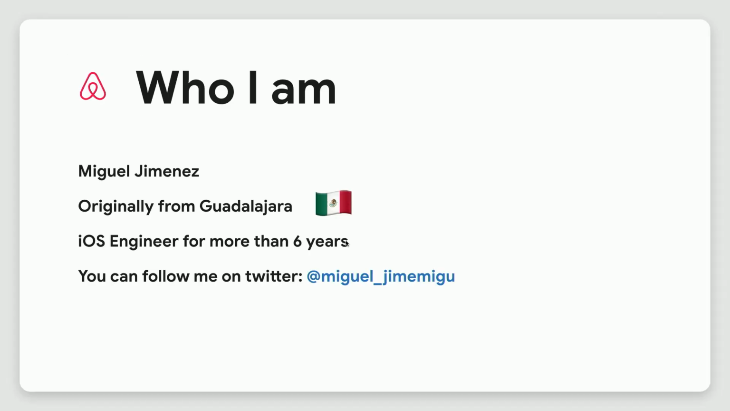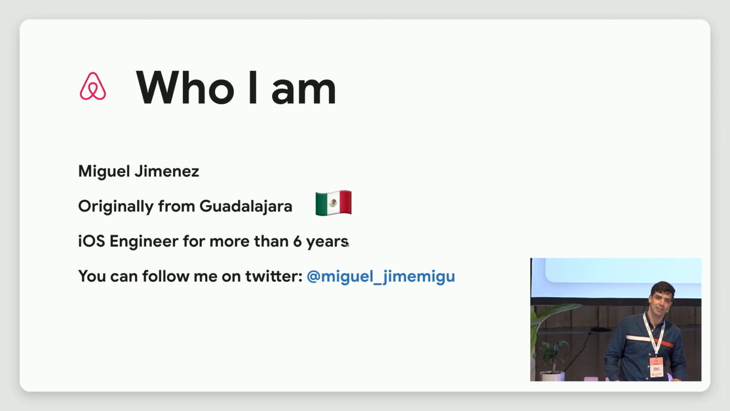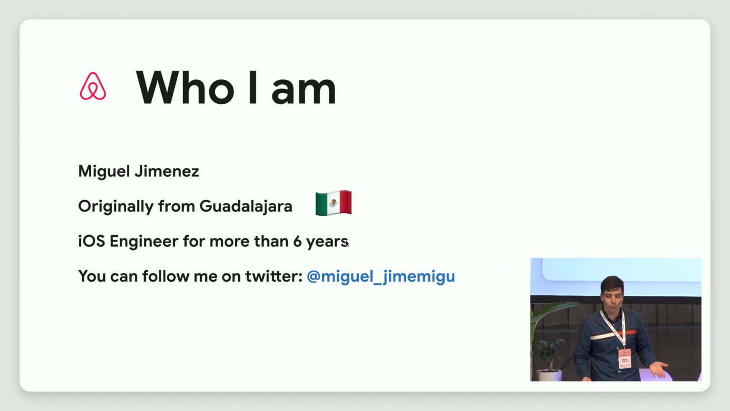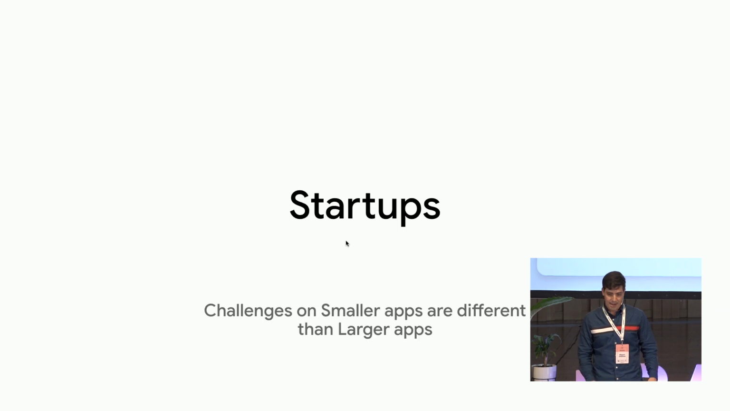So my name is Miguel Jimenez. I'm originally from Guadalajara, Jalisco, Mexico. I've been an iOS engineer for 6 years, and you can follow me on Twitter. That's my Twitter handle. I don't really post a lot of stuff, but my DMs are always open. If you want to reach out and chat about anything, just feel free to do it.